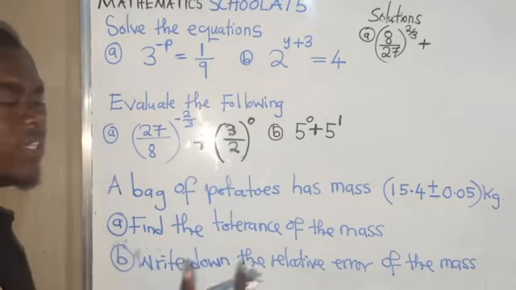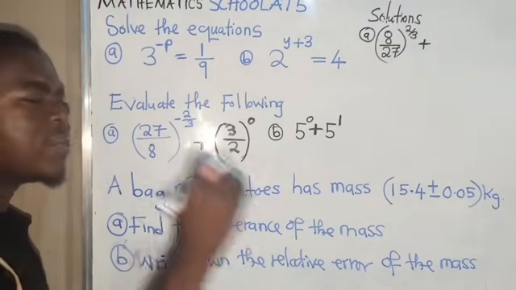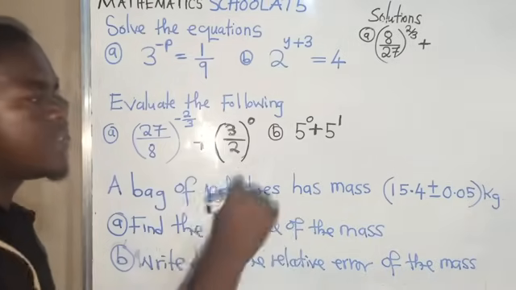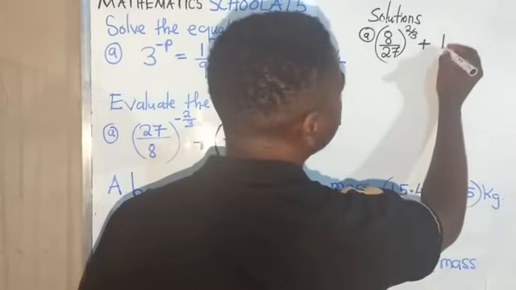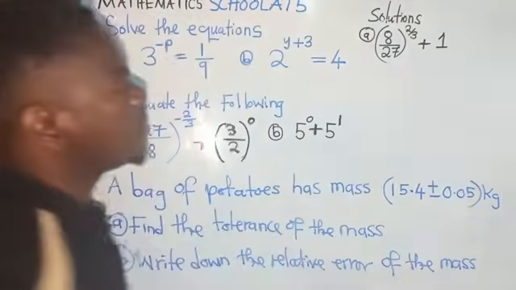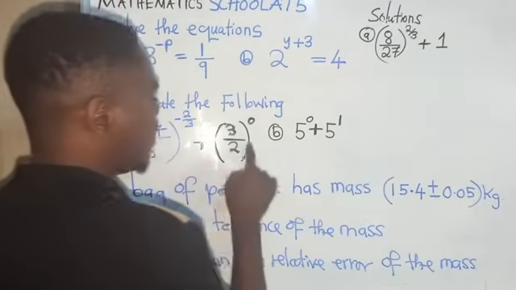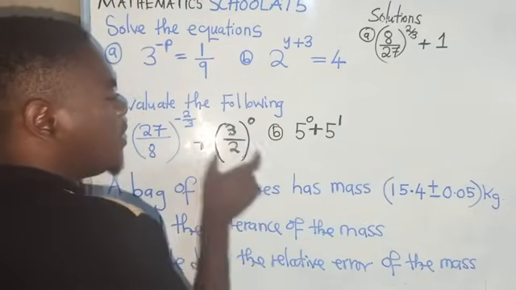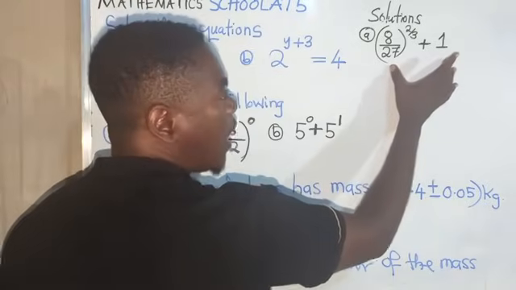Under the rules of indices, we understand that anything to the power 0 is equal to 1. So this whole thing raised to the power 0 is just the same as 1. It is just 1 and the same. So 3 over 2 to the power 0 is just the same as 1. So this is what we are going to have.